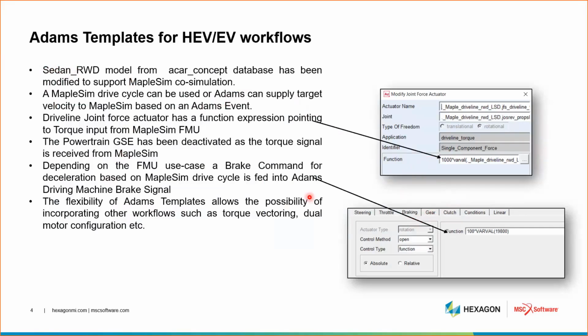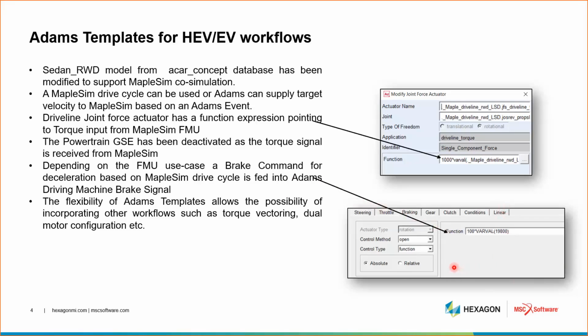We changed some of the components in the powertrain so that the powertrain GSE is deactivated, as we'll be using all the inputs of the powertrain coming from the Maplesim model instead of the standard Adams IC engine powertrain. And additionally, depending on the use case, whether the Adams FMU is inside Maplesim, where Maplesim is feeding in a lot of driving signals, we also made modifications to the event. So for example, over here for regen braking and other additional inputs from the drive cycle in Maplesim, we had to make some changes to the event as well, which are reflected in the ADM as well.